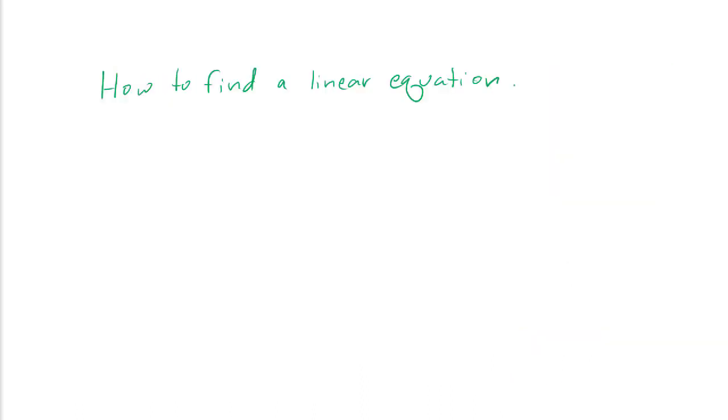Okay, now that we understand the concept of a slope, how do we find a linear equation? What's the approach to do that? Well, to start, I need to have 2 points, as we saw when we calculated the slope in our earlier example, or 1 point and a slope.